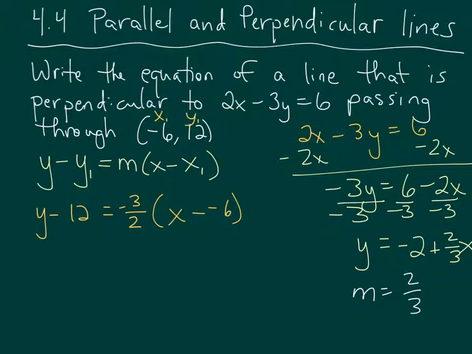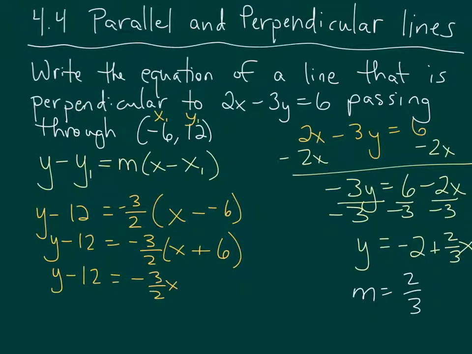Now I'm going to clean things up. Y minus 12 is equal to negative 3 over 2 times x plus 6. Now I'm going to keep distributing through, and I get negative 3 over 2x minus, oh man, here's some fractions for you. Looks like 18 over 2. That's going to simplify nicely.